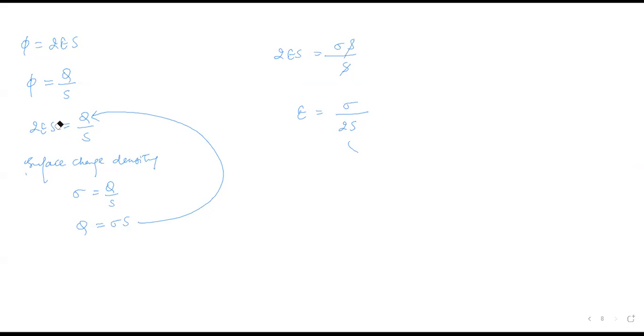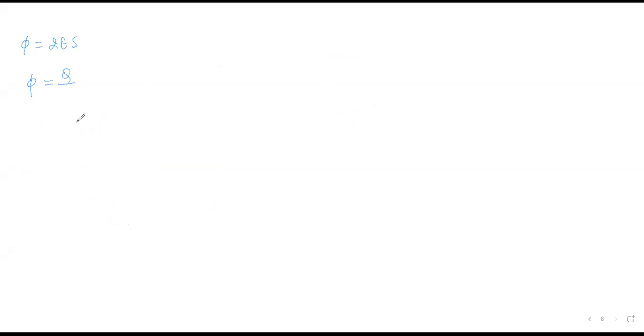This is phi is equal to Q over epsilon naught. Remember, this is a mistake here. Phi is equal to Q over epsilon naught. When you put this value, 2ES is equal to Q over epsilon naught. And now we can place here Q is equal to sigma into S. When you put in this, you get 2ES is equal to sigma S over epsilon naught.